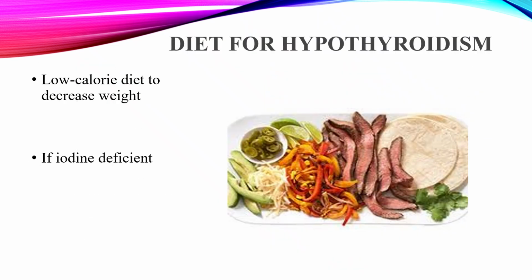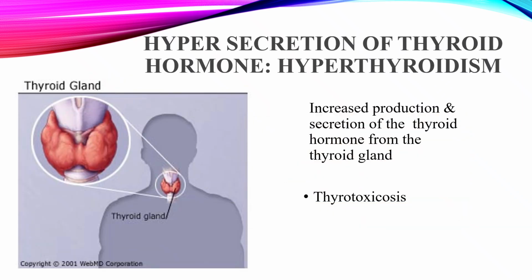So diet for hypothyroidism, nothing fun, nothing fancy. Low calorie diet, decreased weight, and if it is caused from iodine deficiency, we do insist they put iodine in their diet. So now we jump to hyperthyroidism, okay?